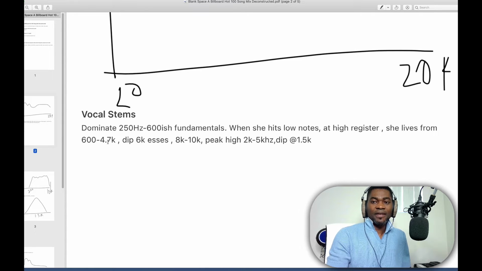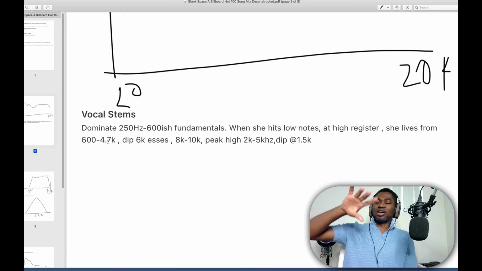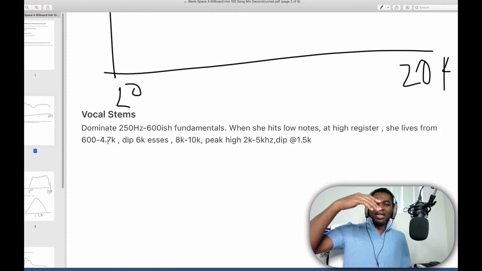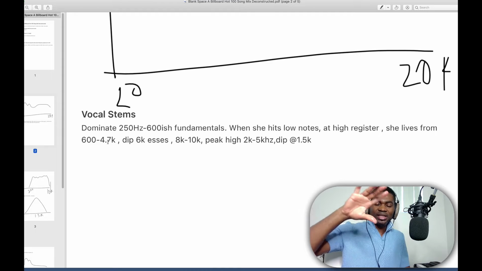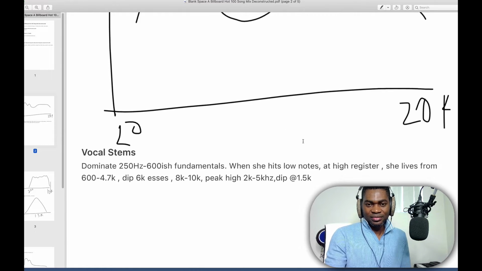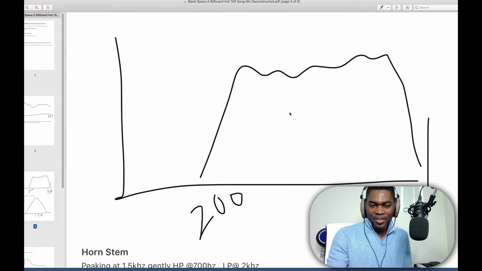What that means is there is a fundamental and those are harmonics and overtones, and those go all the way to 4K and all the way to 6K, 8K, 10K, adding some presence and brilliance to the vocal. Peak is high at 2K to 5K. Then there is a dip around 1.5K. Let's look at that. This is the frequency range for the vocal from 200 all the way to 10K. Maybe there's a dip around 1K right here.